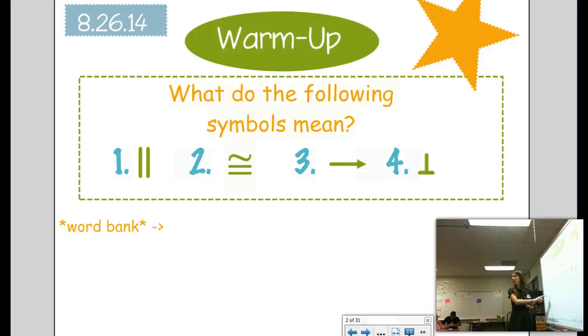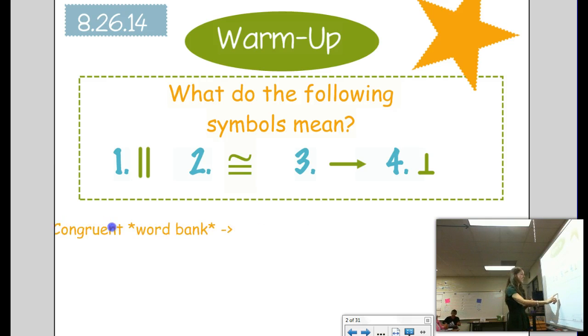So we want a word bank, maybe? How many did you get right without the word bank? Hold up. Do you know one of them, two of them, three of them, or four of them? How many do you know of those symbols? Hold up your fingers. 0. Okay, thank you. 1, 0, 0.